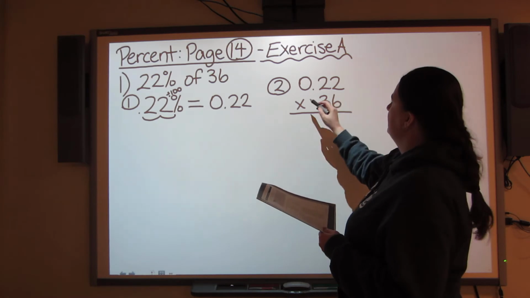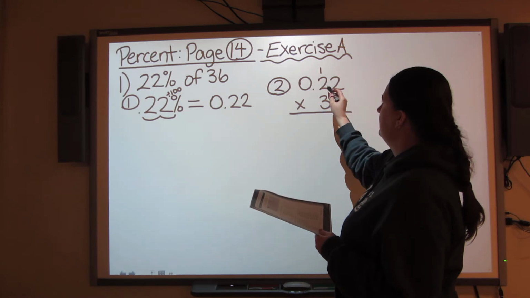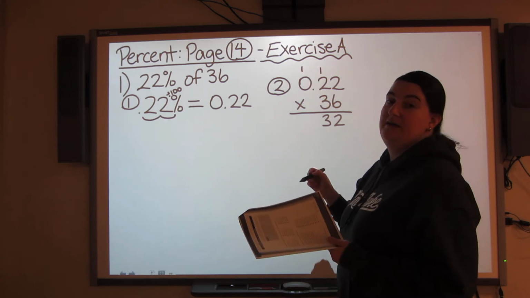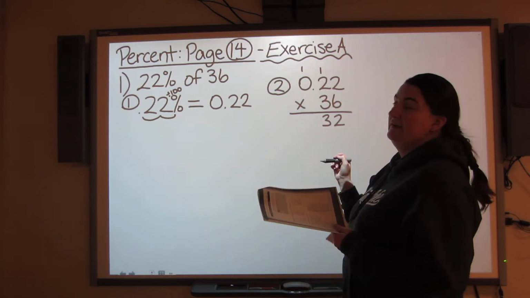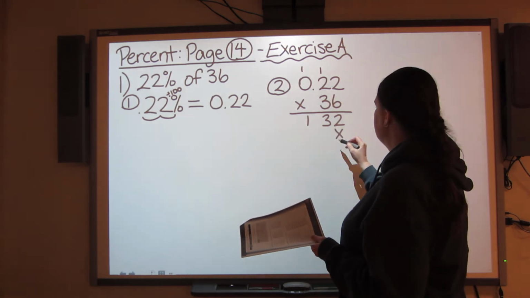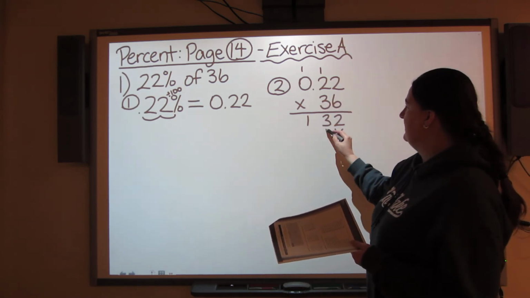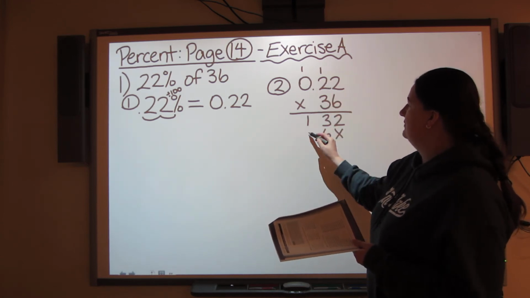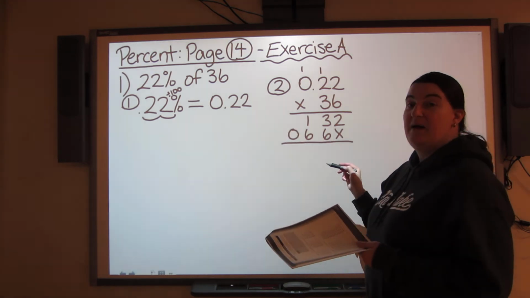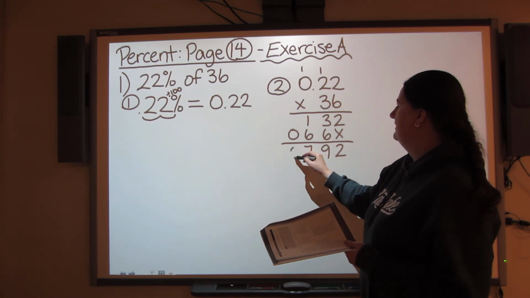So, 6 times 2 is 12, carry your 1. 6 times 2 is 12 again, plus the 1 is 13, carry your 1. 6 times 0 is 0, plus the 1 that you carried is 1. Then you put your x, and you do the same thing with the 3. 3 times 2 is 6. 3 times 2 is 6. 3 times 0 is 0. And you add them up. So I've got 2, 9, 7, 0.